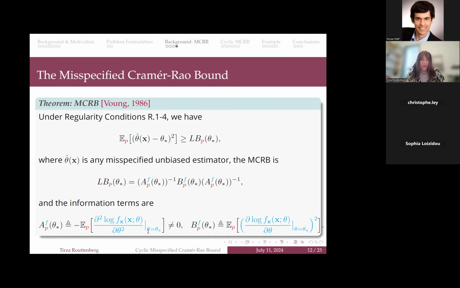In a conventional, correctly specified model, these two terms are equivalent. But here, because in the internal term I'm using F, and the expectation is with respect to P, this A term and B term are not identical in the general case. Okay? So I have here two information matrices, A and B, and that's what I get as the lower bound on the MSE. Again, these are existing results, well known in the literature.